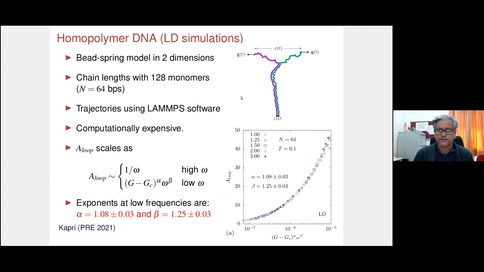Here is one of the snapshots taken from the simulations. The chain lengths are 64 base pairs, equal to 128 monomers. The trajectories are obtained using the LAMMPS software. These are computationally very expensive. As I told, it took us 2 months to get these particular results. Again, we found that this A loop goes as g minus gc to the power alpha, omega to the power beta, and the exponents we got again are 1 and 1.25.